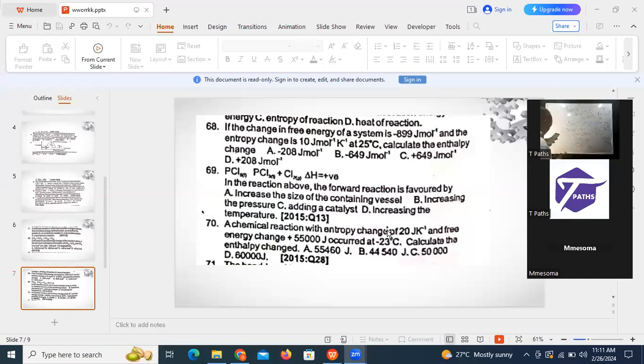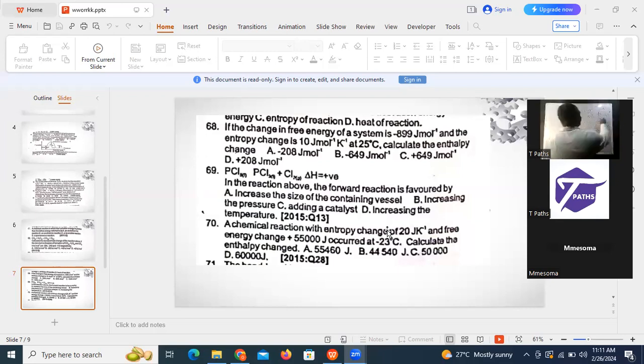The forward reaction is favored by chemical equilibrium here. You can apply it. So you can say the delta H is positive. You want to favor the amount of product, so you have to increase temperature. Because for an endothermic reaction, if you increase temperature, then what will happen? The reaction will move forward, and there will be more of the product formed. So that's a very direct question. The answer is D.